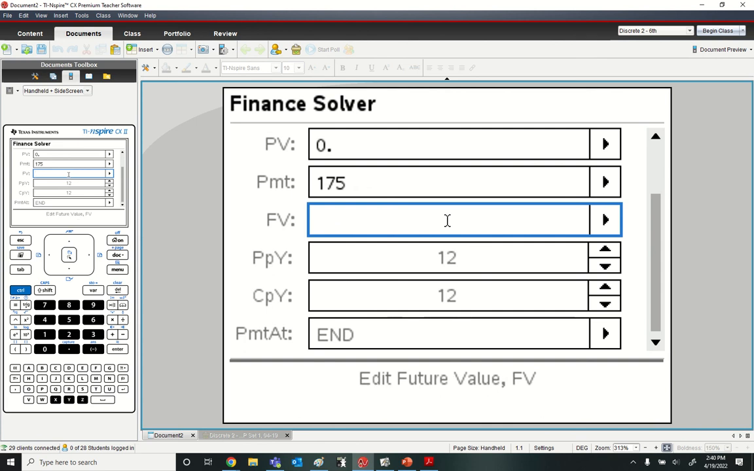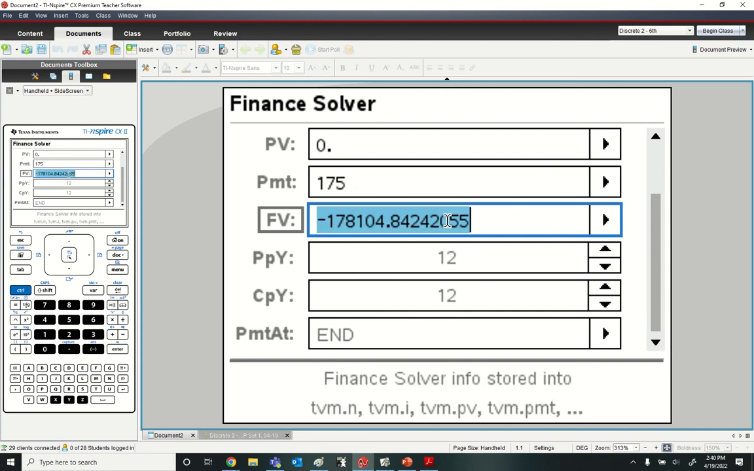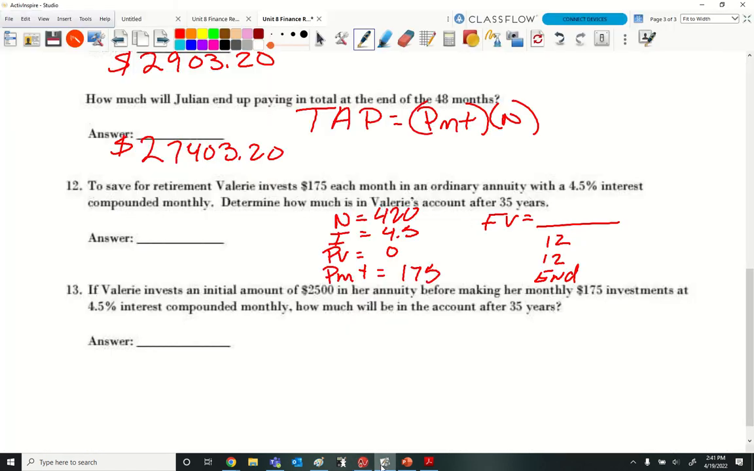And we're calculating future value. And there's a negative there. What does that mean? Remember, who are you paying? Yourself. This is your money, right? So for you, this is a positive amount because you're putting money into it, and this is what you're getting out at the end. This is your future value. So we get 178,104.84. So that's actually a pretty good chunk of money, right?